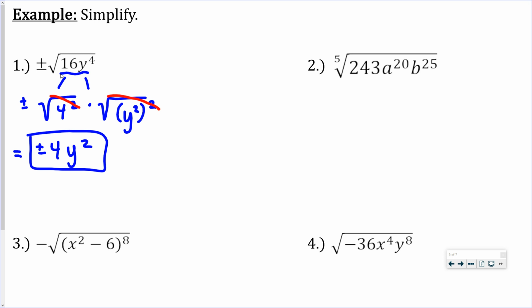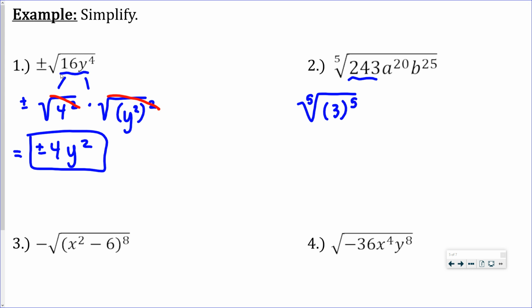Do 2 to the power 5 in your calculator. That's going to give you 32, right? And 3 to the power 5? 243. So I could rewrite 243 as 3 to the 5th.